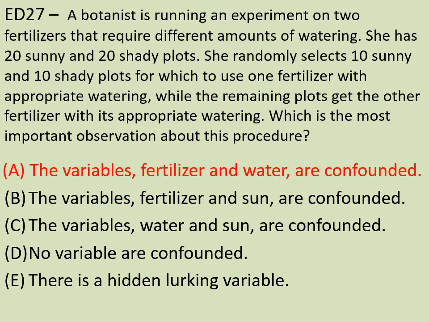All right, so it's the fertilizer and the water that are confounding, because perhaps the amount of water is better in shaded regions versus sunny regions and that kind of thing. So the fertilizer and the water are the confounding variables here.